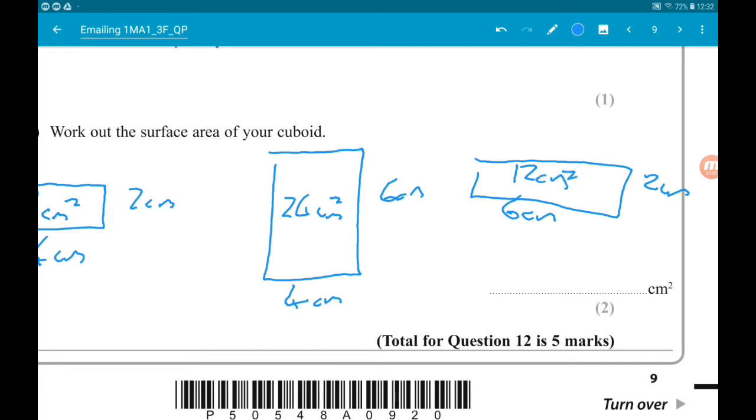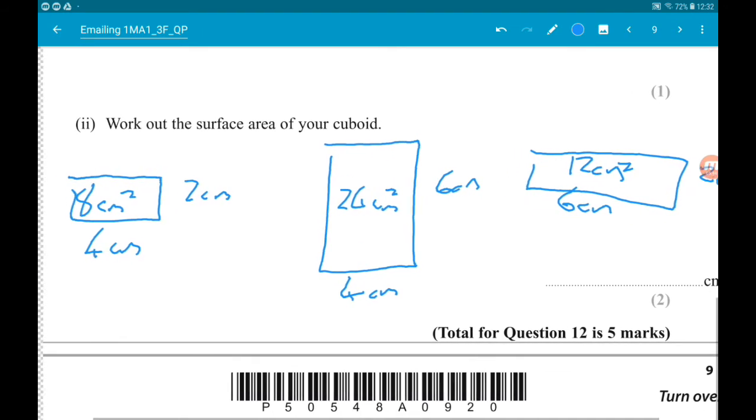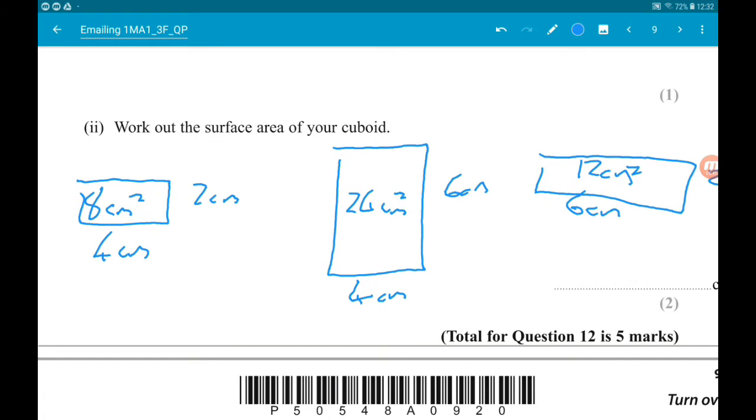Now we have 2 of each face, front and back, top and bottom, left and right. So total surface area is 16, add 48, add 24 centimeters squared, which gives us 88 centimeters squared.